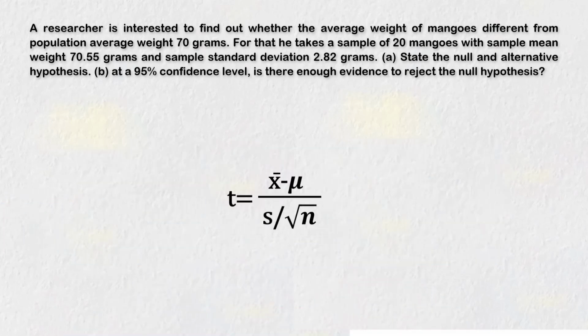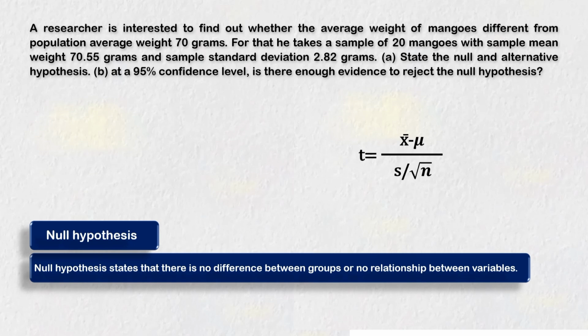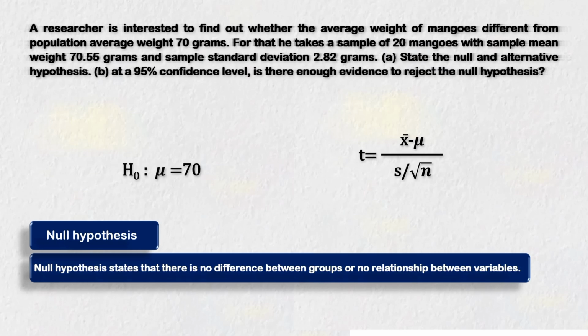Now, we have to state null and alternative hypothesis. Null hypothesis states that there is no difference between groups or no relation between variables. So for this case, we can say average weight of mangoes is not different. That means mu equal to 70 grams.